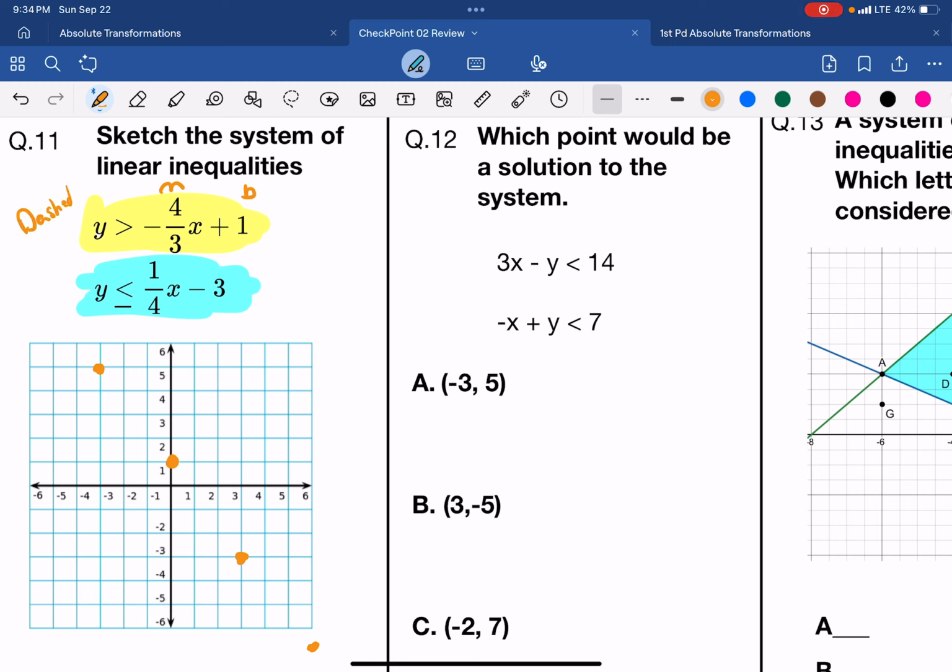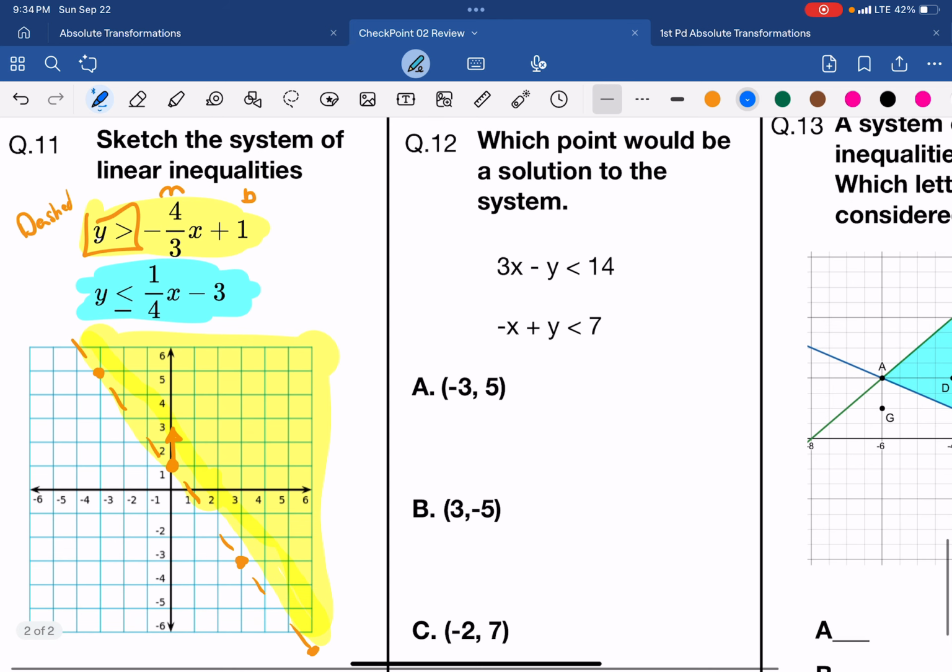Now, the blue one. This is our M. This is our B. -3. Go up 1, 4 to the right. Backwards, down 1, 4 to the left. And it's equal to, so that means a solid line. This is y is less than, so we have a solid line. I'm going to shade below. Voila.